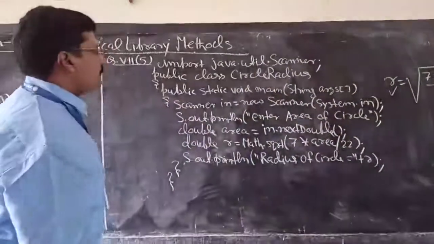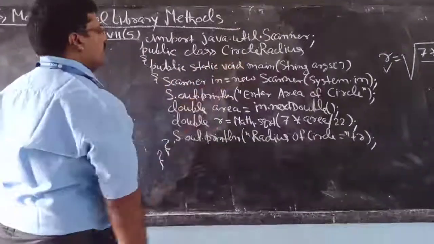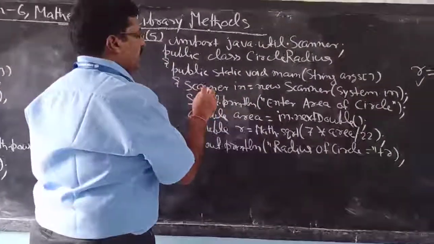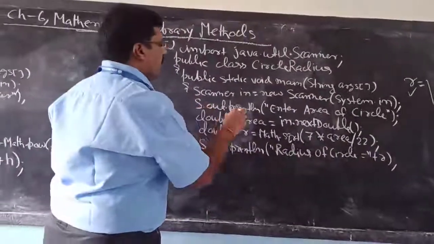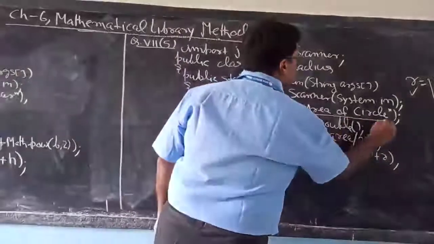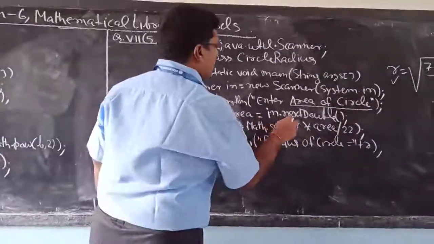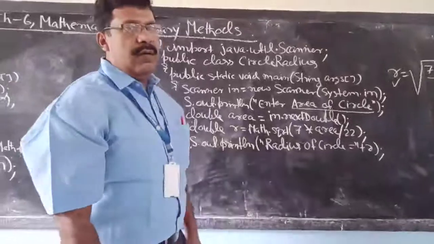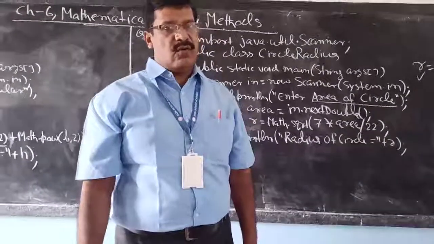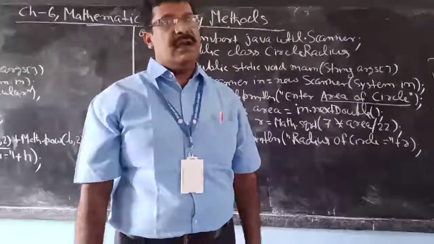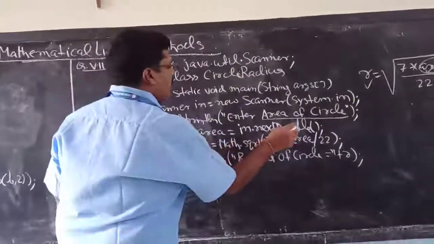See the program. Import the util package, public class CircleRadius, public static void main. Scanner in equal to new Scanner(System.in), creating the Scanner class. System.out.println("Enter area of a circle"); double area equal to in.nextDouble(). Most of the time geometrical values come in fractional parts, so we try to take geometrical values as double type only.